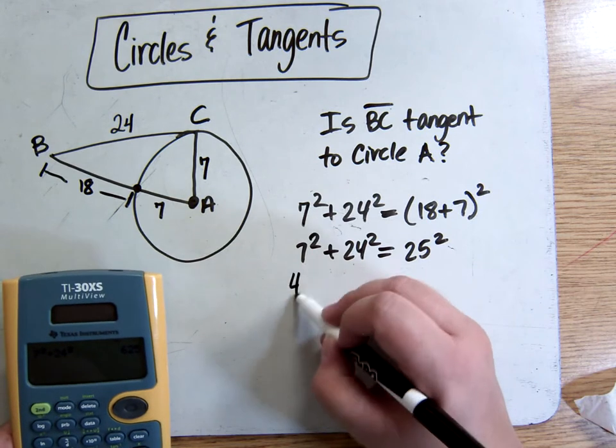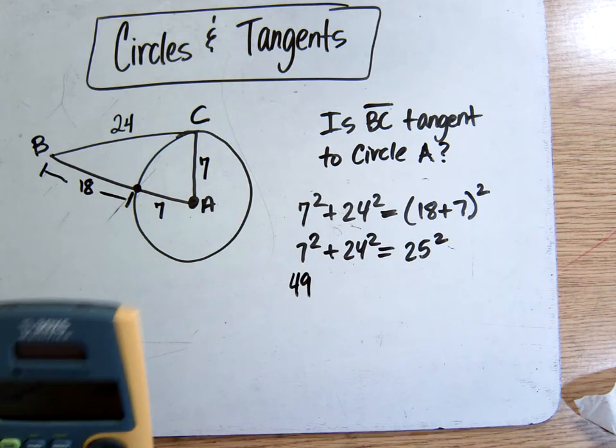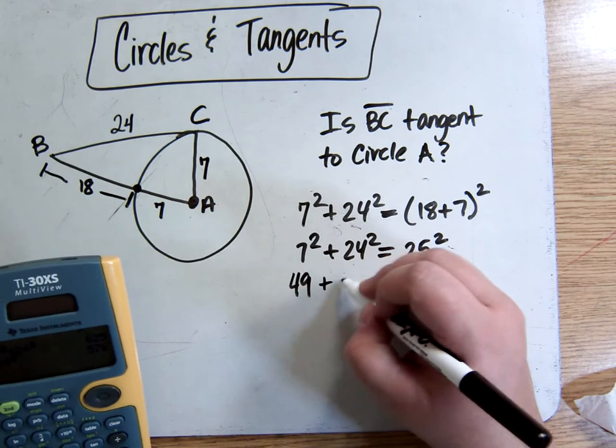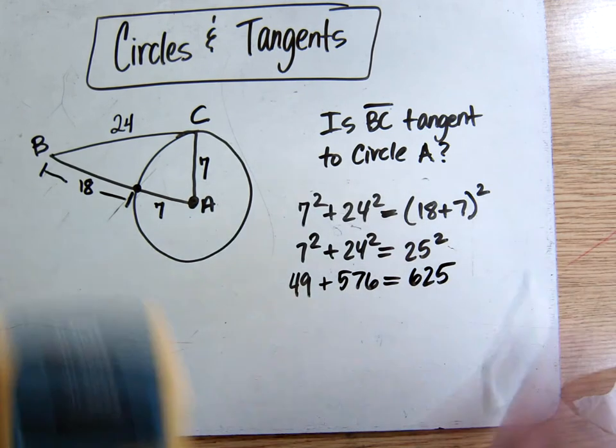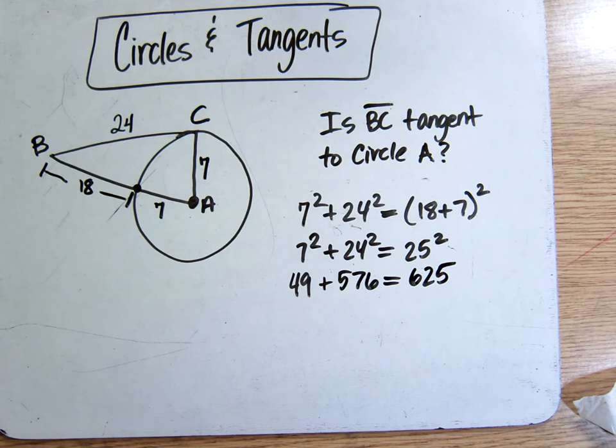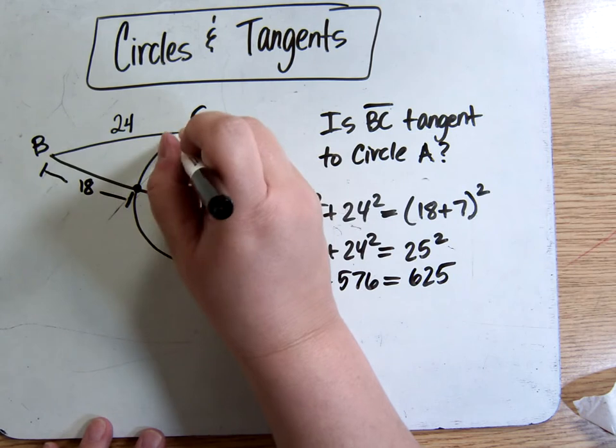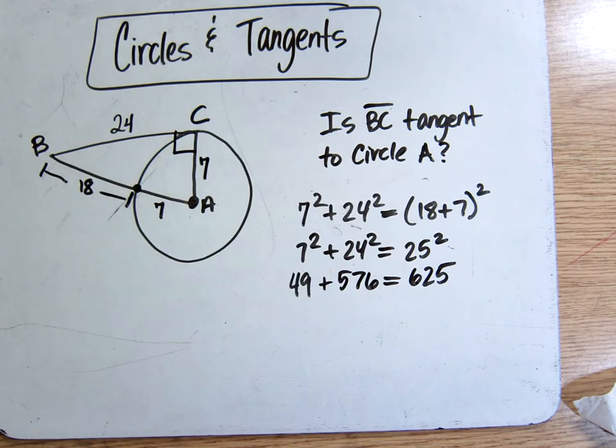In other words, this is 49 and 576, and that does equal 625, and those are all whole numbers. So yes, it is a tangent because I just proved that that's a right angle by the fact that it fits the Pythagorean theorem. The Pythagorean theorem works for those numbers.